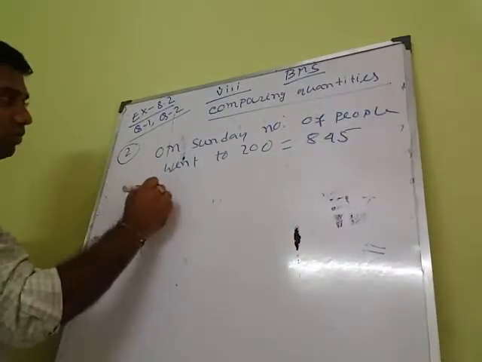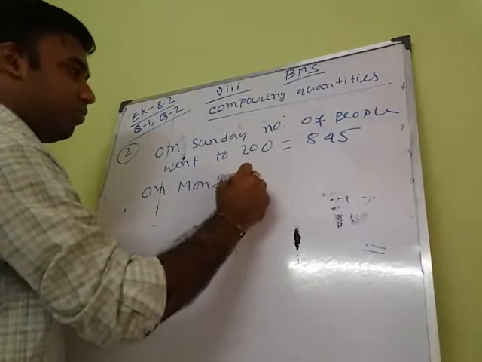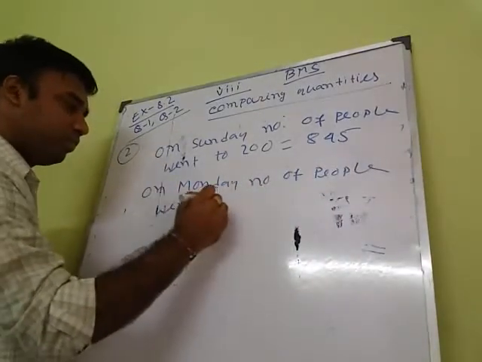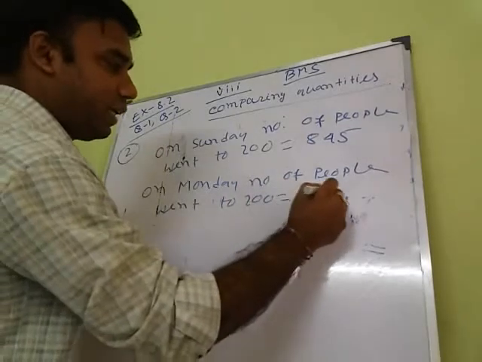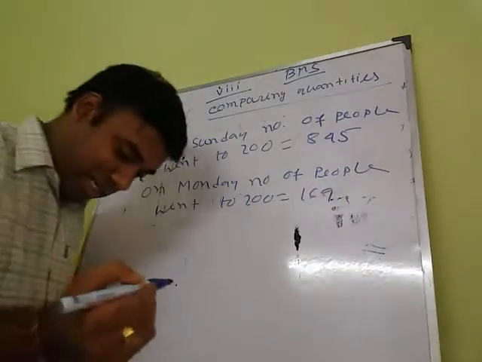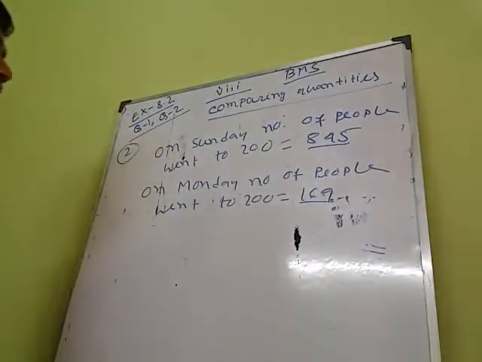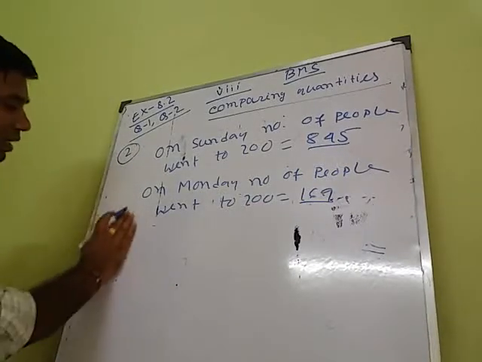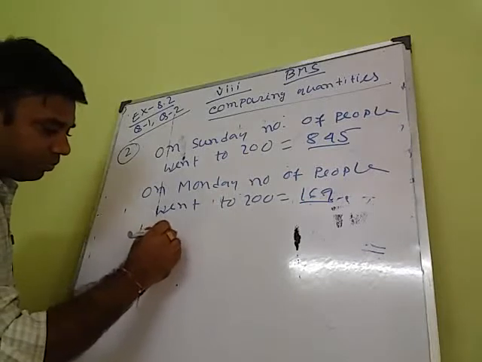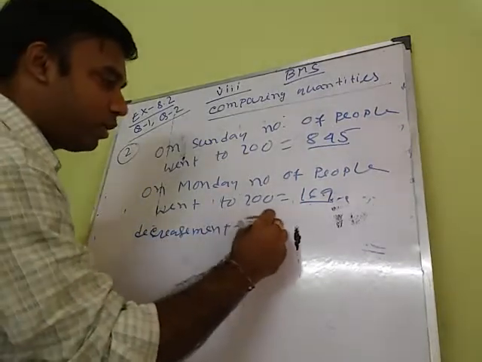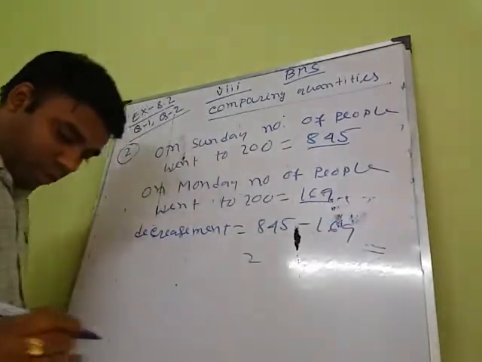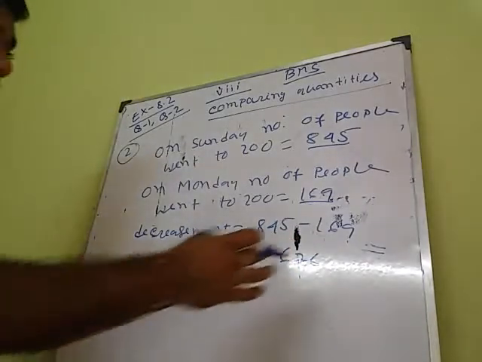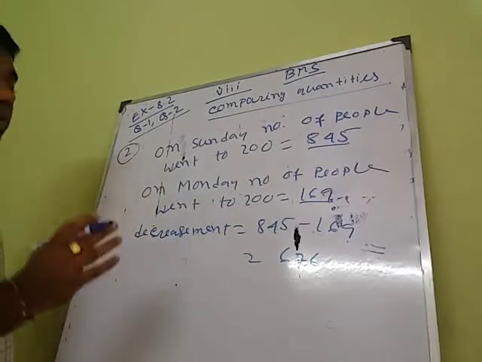And on Monday the number of people who went to the zoo was 169. So there is a huge difference between Monday and Sunday, a huge decrease in the number of people viewing the zoo. The decrease equals 845 minus 169, which is 676. So the decrease in people viewing the zoo is 676.